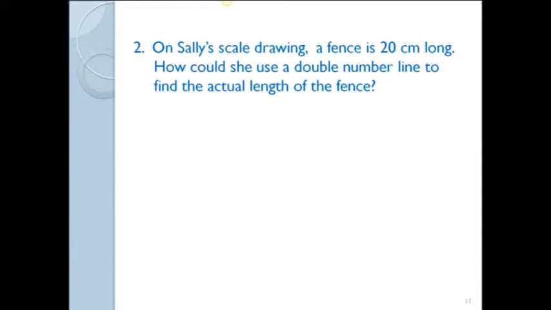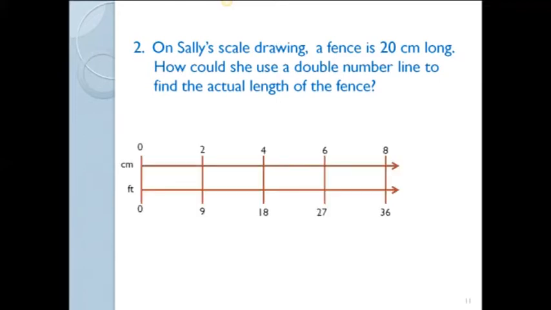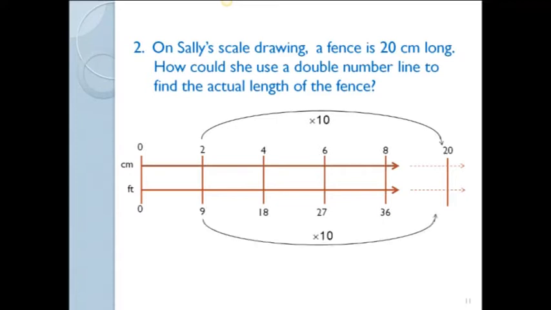On Sally's scale drawing, a fence is 20 centimeters long. But notice that 20 centimeters is beyond the centimeter values we created on the double number line we've been using. We can choose to extend the double number line pretty far, and we can cleverly choose a friendly number and figure out a simple multiplier, and conclude that 20 centimeters represents 90 feet.